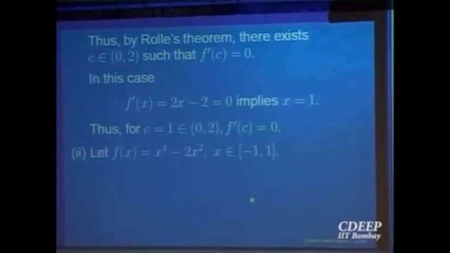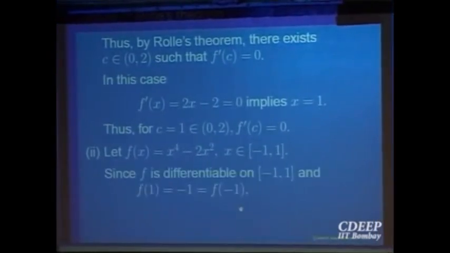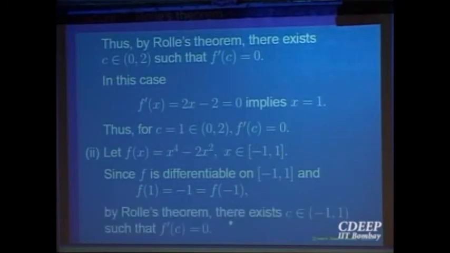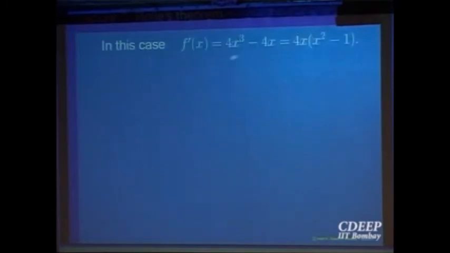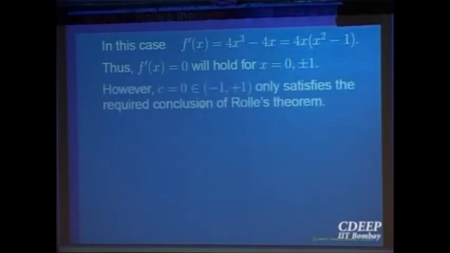Similarly, another example. At the endpoints you verify the conditions are true. You find the derivative now and put it equal to 0 to find that point c. You get 0 plus or minus 1, but only one point is valid, because for Rolle's theorem c must be an interior point. So only c equal to 0 is valid.